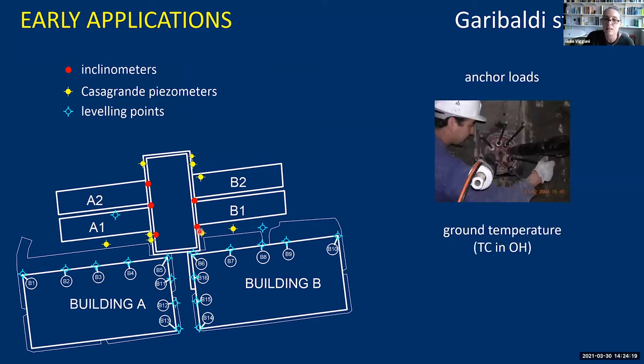Not represented in these plans, instrumentation also included anchor loads, so the load on the anchors that are supporting the retaining walls, using load cells that were mounted on some of the anchors, of course, not all of the anchors. I think there were something like 554 anchors in this case. And during the freezing stages, ground temperatures were observed using thermocouples installed in observation holes.